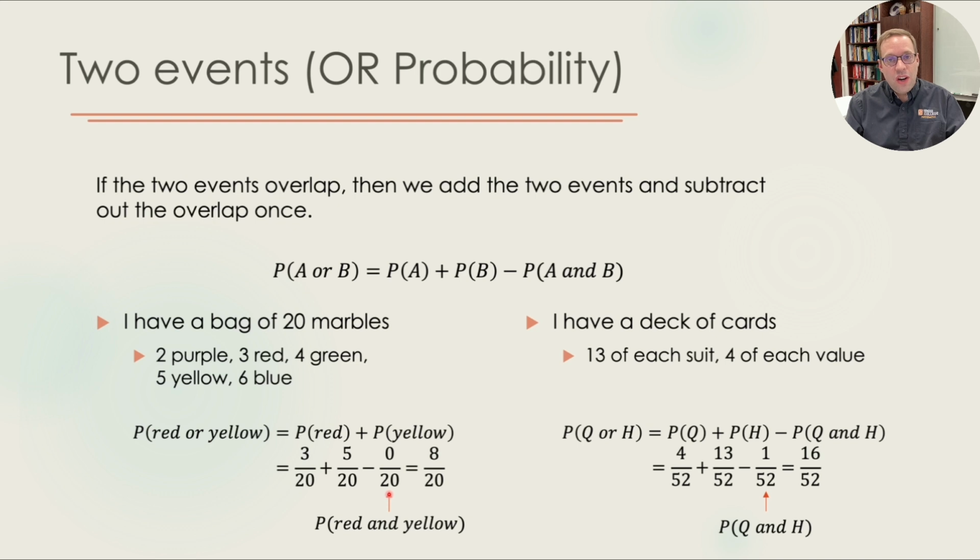Whereas with the deck of cards, Queen and Heart is not mutually exclusive, which means that the probability of Queen and Heart is not equal to 0. Therefore, that term cannot be dropped. But if you want to go full, complete, do the full formula, just always include that minus probability of A and B, and then that probability will be 0 if it's a mutually exclusive event.